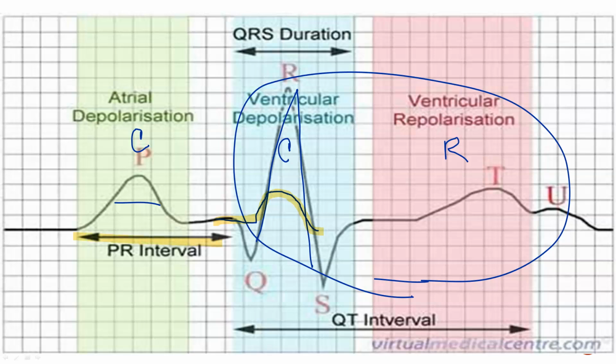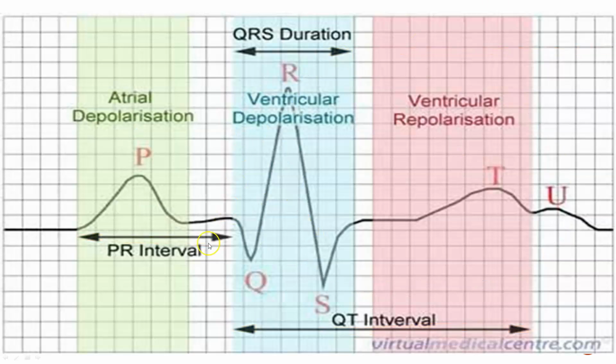I'm going to measure the PRI. I'm going to measure this QT. And I'm going to measure the distance between one R to the next R. Again, that's part of your toolbox.